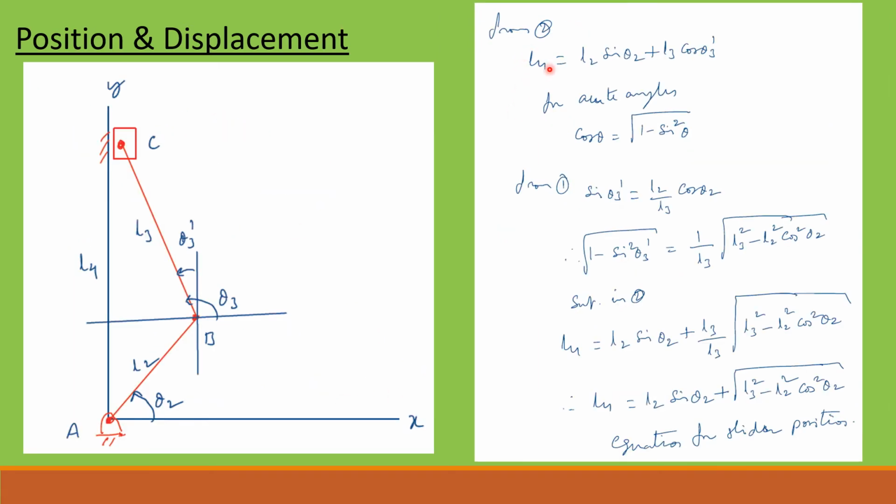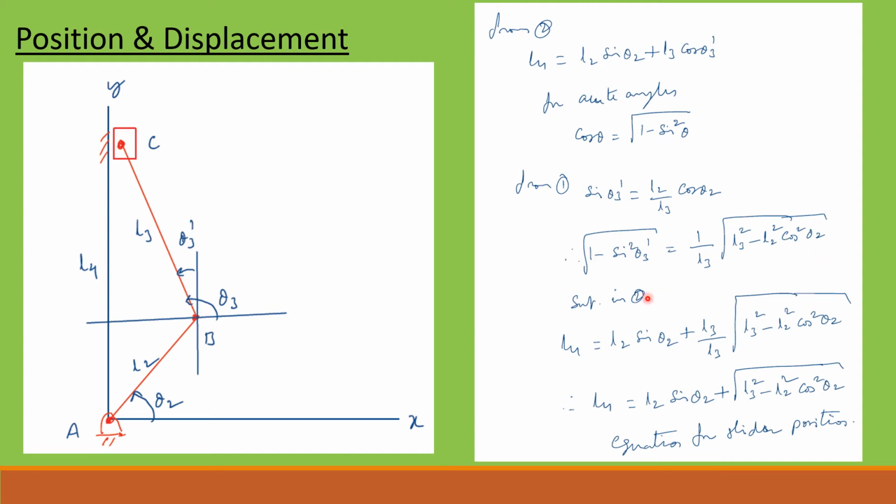Similarly, from equation 2, L4 equal to L2 sin theta 2 plus L3 cos theta 3 prime. For acute angles, cos theta can be written as square root of 1 minus sin squared theta. So now we want to write cos theta 3 prime. From equation 1, we know that sin theta 3 prime equal to L2 by L3 cos theta 2. So square root of 1 minus sin square theta 3 prime can be written as 1 by L3 square root of L3 square minus L2 square cos square theta 2.